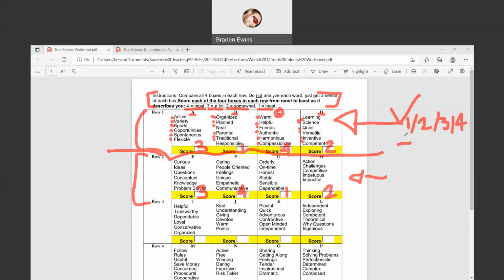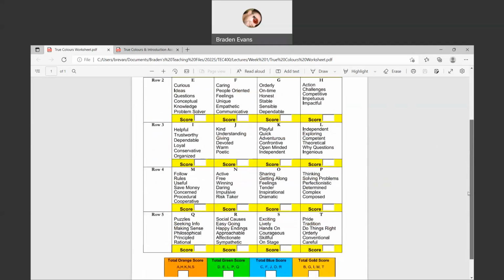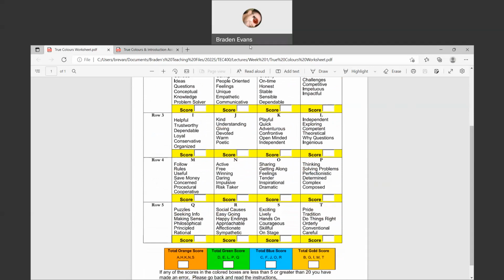If you have a 4, a 4, a 3, and a 3, that's no good. You don't want that. Each 4 boxes in each row needs to have a 1, a 2, a 3, and a 4, okay? So then you go down to the bottom. You've done this now for 5 rows, where you're putting in your 1s, 2s, 3s, and 4s. And then you're going to tally them up.